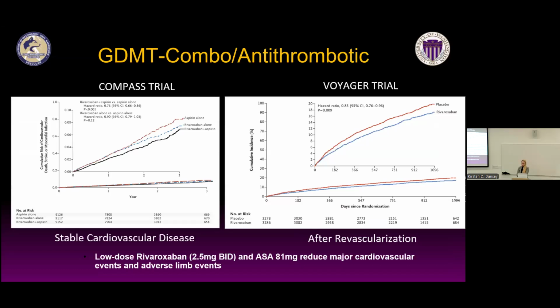There's really a grade 1A recommendation to reduce the risk of MALE or MACE, so major adverse limb events or major adverse cardiac events, in patients with PAD, to prescribe aspirin 81 as well as a low-dose rivaroxaban. Using rivaroxaban with aspirin has been shown to reduce cardiovascular events, including major adverse limb events, in patients with PAD.